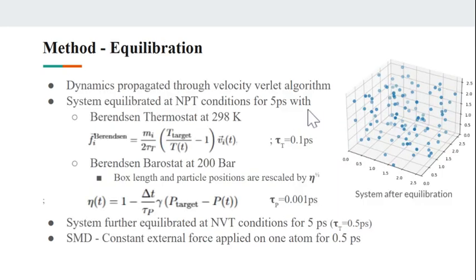The dynamics of the system are propagated with the velocity Verlet algorithm, and I'm also equilibrating the system at a constant pressure and temperature by coupling it to a Berendsen thermostat with a coupling constant of 0.1 picoseconds and a Berendsen barostat at 200 bar with a coupling constant of 0.001 picoseconds. The system is further equilibrated at NVT conditions with a Berendsen thermostat with a coupling constant of 0.5 picoseconds, and this is also done for 5 picoseconds.